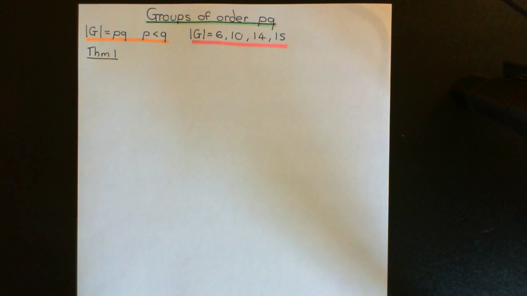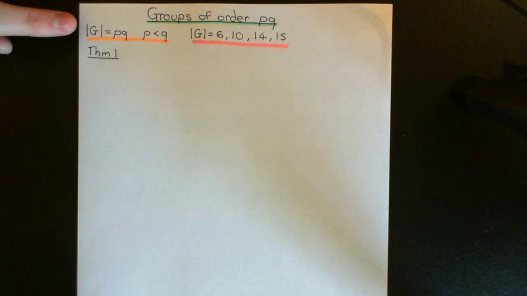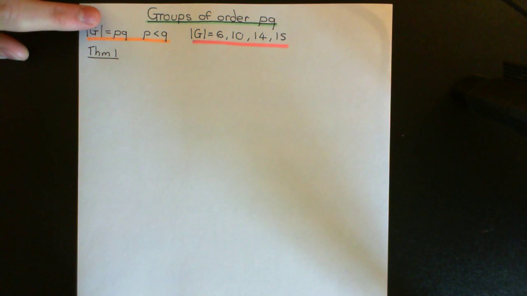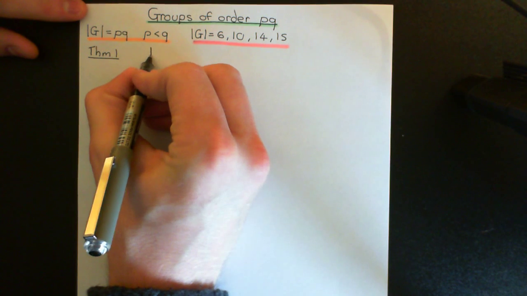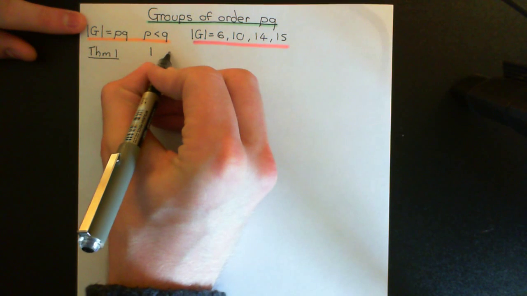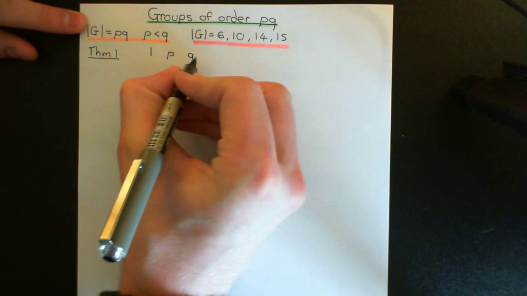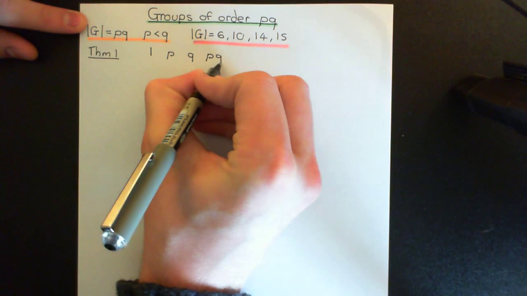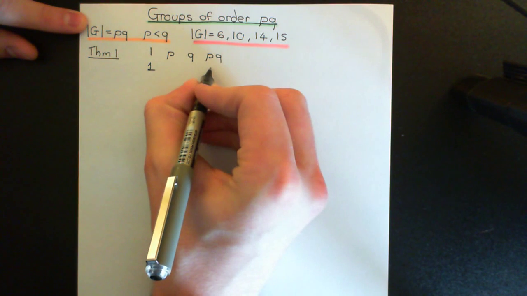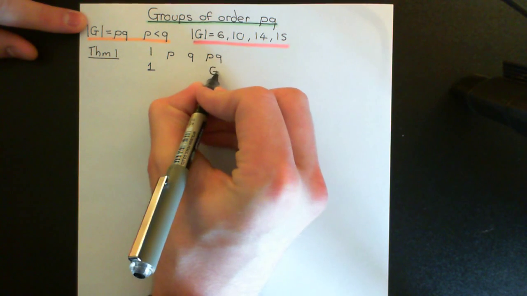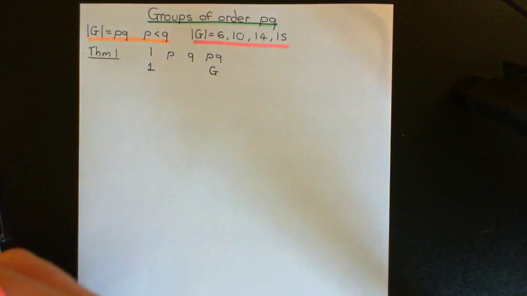Now, by Lagrange's theorem, there are not that many possibilities for the order of subgroups of these groups of order PQ. Because remember, by Lagrange's theorem, any subgroup of this group is going to have order which divides the order of the group, and there aren't that many numbers which divide the order of the group. 1 divides the order of the group, P divides it, Q divides it, and PQ divides it. Of course, the only subgroup of size 1 is the trivial subgroup, which I'll denote 1, and the only subgroup of size PQ is the improper subgroup, i.e. the entire group G.